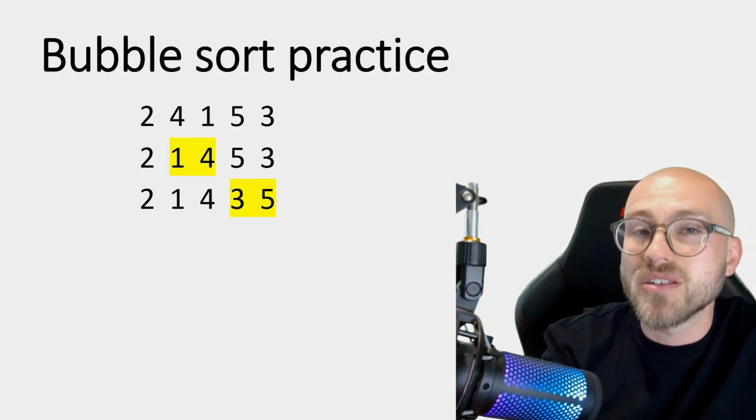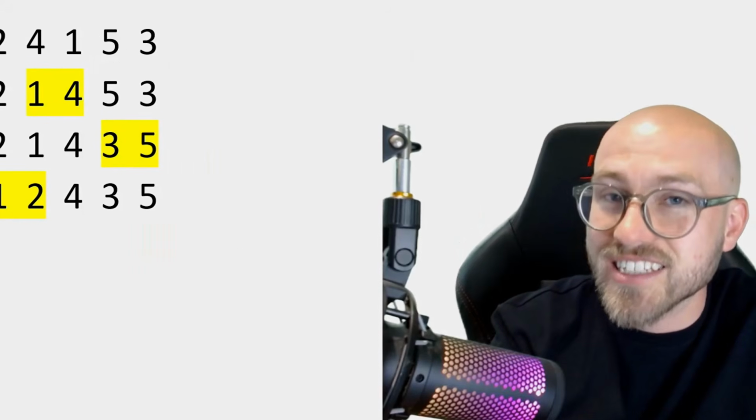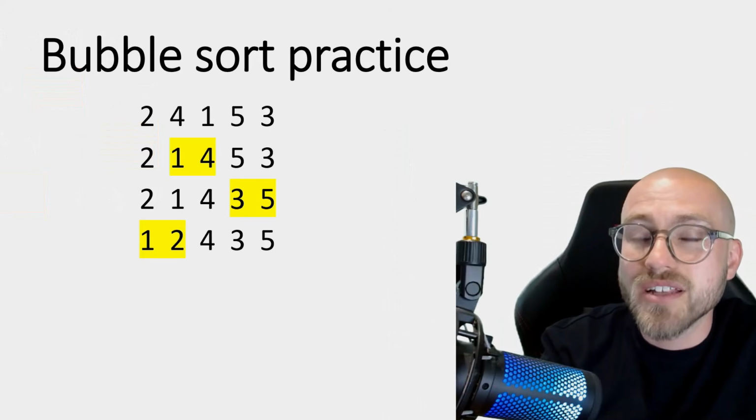So 2 is compared to 1. 2 is larger than 1, so they're going to swap. You can see it's actually nearly sorted now. 2 gets compared to 4.